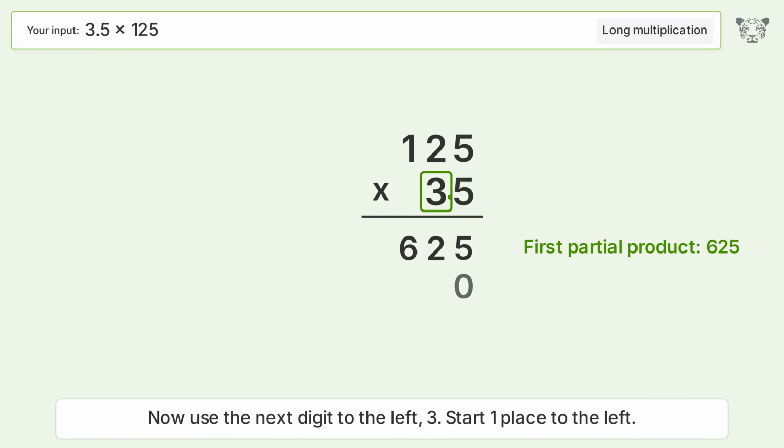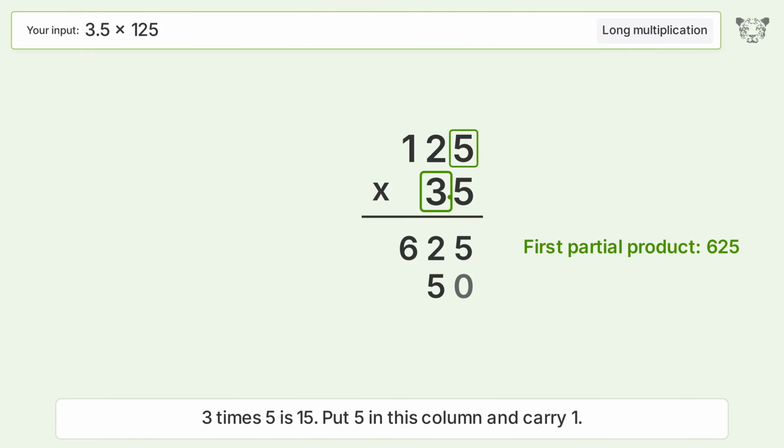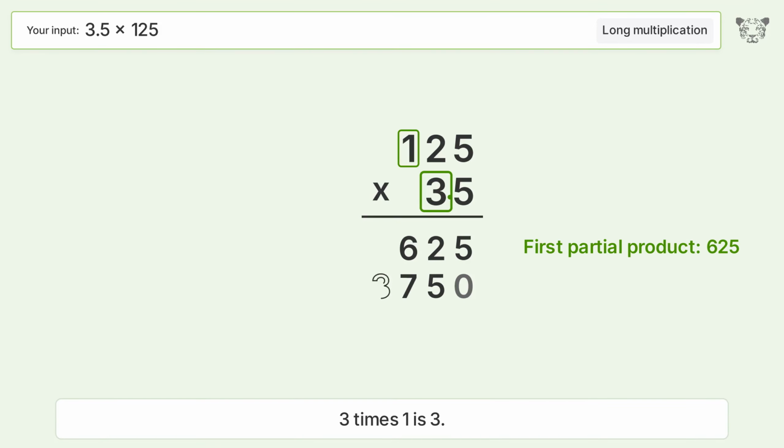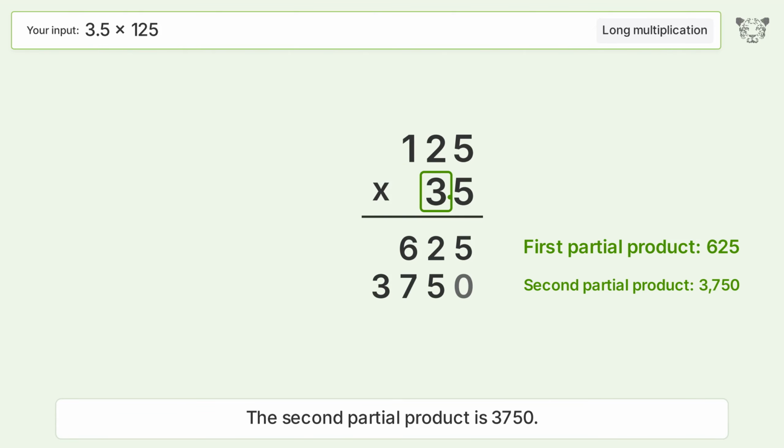Now use the next digit to the left, 3. Start one place to the left. 3 times 5 is 15. Put 5 in this column and carry 1. 3 times 2 plus the carried 1 is 7. 3 times 1 is 3. The second partial product is 3,750.